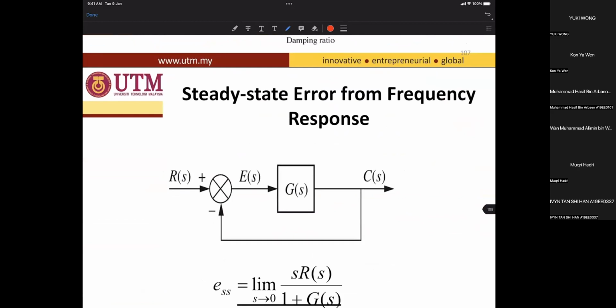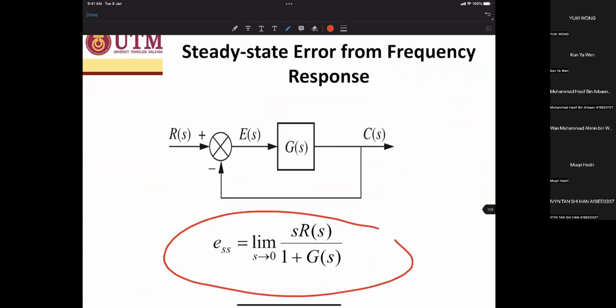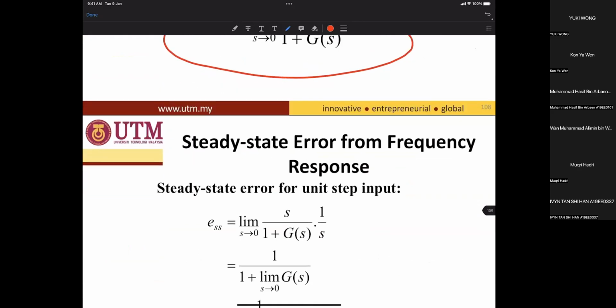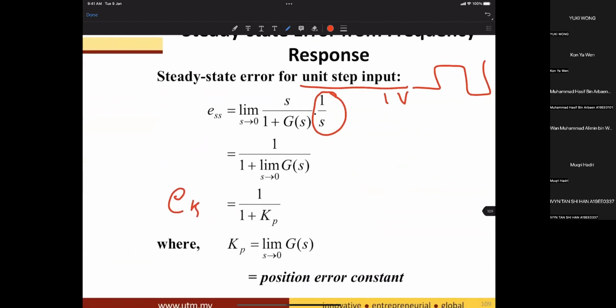From the Bode plot, we can get the steady state error from the frequency response by considering this formula: steady state error is equal to limit s to 0, sR(s) over 1 plus G(s). For a step input, the signal is 1 over s if 1 volt, and the steady state error is 1 over 1 plus Kp, where Kp is the position error constant, and this is always referred to system type 0.